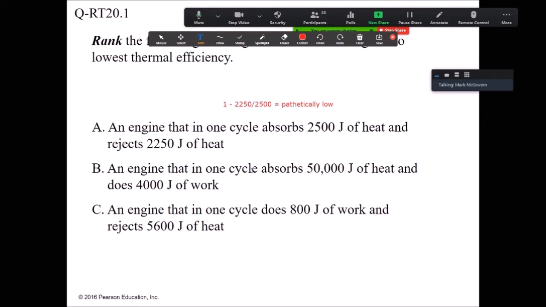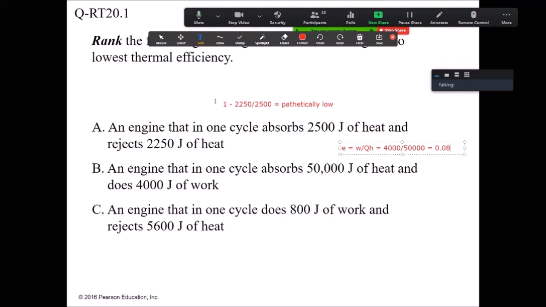That's just sad. An engine in one cycle absorbs 50,000 joules of heat and does 4,000 joules of work. Oh, well that's nice. The efficiency is going to be the work over the hot reservoir energy, which will be 4,000 divided by 50,000. And that sounds like 0.08. Is that right? Am I doing that math in my head correctly? Okay. You know what? That's pretty awful too. I guess I better do the other one.